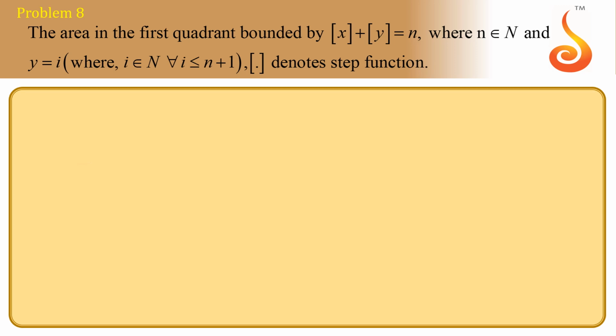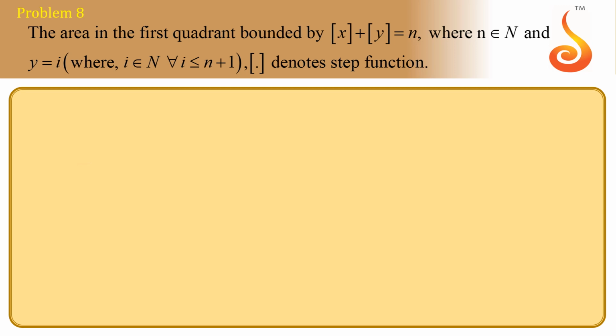Next problem. The area in the first quadrant bounded by step x plus step y equal to n, where n belongs to the natural numbers, and y equals i. Those are the horizontal lines. The i is a natural number less than or equal to n plus 1. Means whatever value n takes, according to that, y equal to i will be selected.